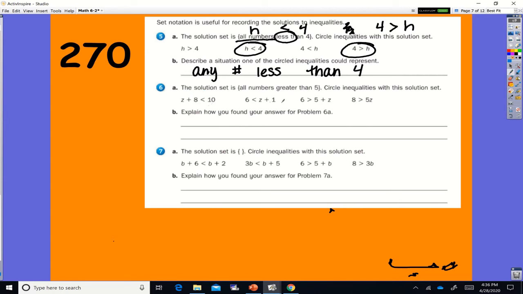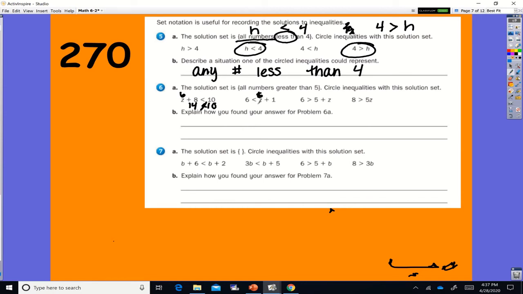So we have to look in here for which numbers are going to be greater than 5 in this. So I look here. If I put 6 in for this, 6 plus 8 gives me 14. 14 is not less than 10, so that's not going to work. This one right here is not going to work because we have to put in numbers that are greater than 5 for this. Let's try this one.